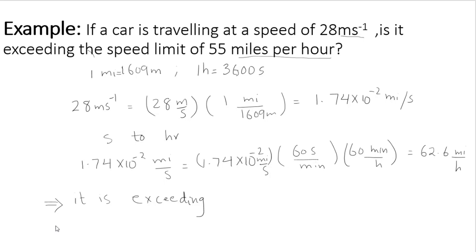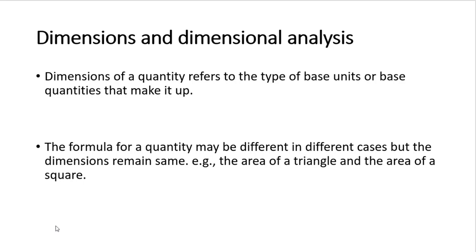Similarly, there are some other quantities, and we call them dimensions. And when we do dimension analysis, I can explain it. So dimensions of a quantity refers to the type of base units or base quantities that make it up. For example, the dimensions of area are always length squared. So whenever we write down the dimensions, we always use square brackets. So L square is for area because it has units of either centimeter squares or meter squares. Similarly, for velocity, the units are kilometer per hour, miles per hour, meter per second, but the dimensions will always be L over T for velocity.